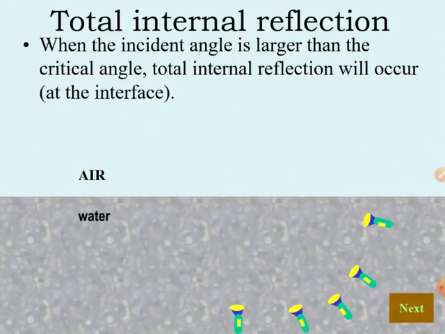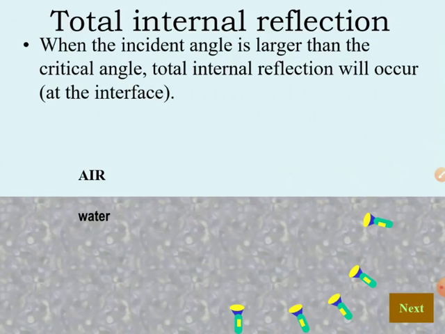Let's see what is meant by the critical angle. Now we know that when the incident angle is larger than the critical angle, total internal reflection will occur at the interface. That is a condition. But first, what is meant by the critical angle? We know that when light travels from denser medium to rarer medium, the refracted ray bends away from the normal, right? And the velocity of light in the denser medium is lesser than the velocity of light in the rarer medium.